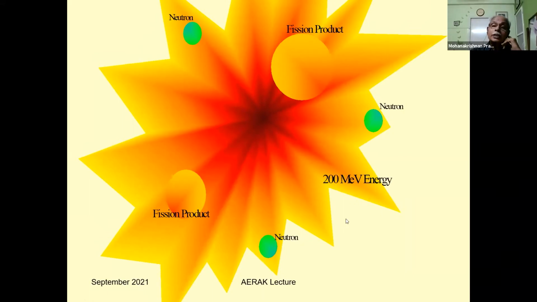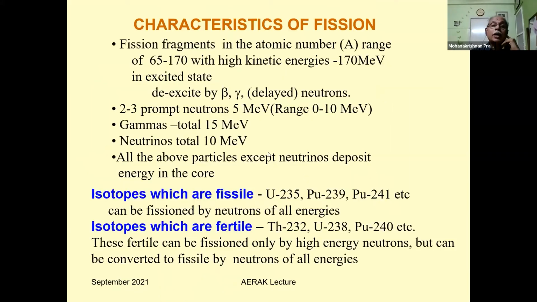So the characteristics of fission are that fission fragments have mass number A in the range 65 to 170. They are not exactly equal, but in a range, and are emitted with kinetic energy of 170 MeV. Beta and gamma radiations are also emitted. 2 to 3 prompt neutrons in the energy range 0 to 10 MeV are also emitted. Total gamma energy emitted is about 15 MeV, neutrinos about 10 MeV. So if you add this up, you get more than 200. Neutrinos alone escape because they don't react with matter.